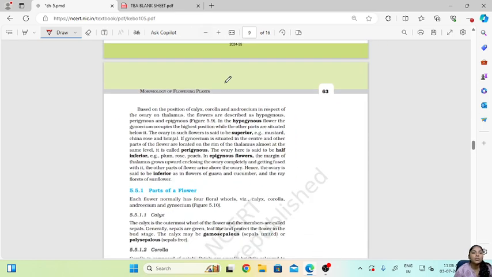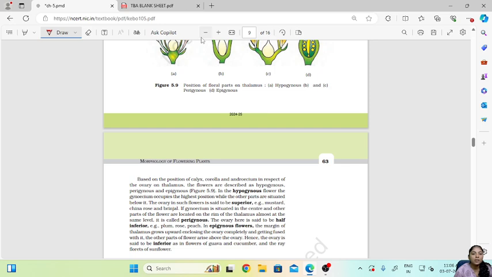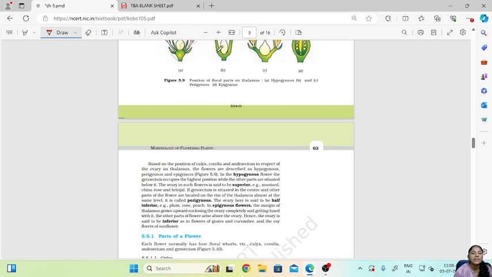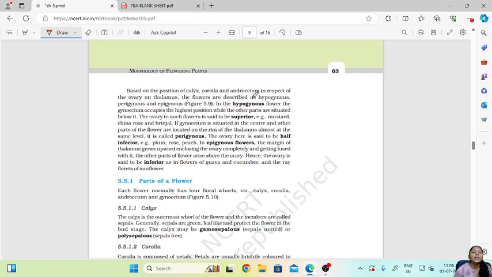Then again, based on the position of the corolla, calyx, androecium and gynoecium with respect to the ovary on the thalamus, the flowers can be classified as hypogynous, perigynous and epigynous. In hypogynous flowers, the gynoecium occupies the highest position while other parts are situated below it, and such an ovary is said to be a superior ovary.